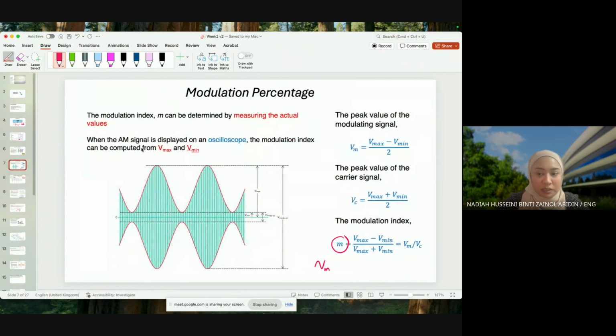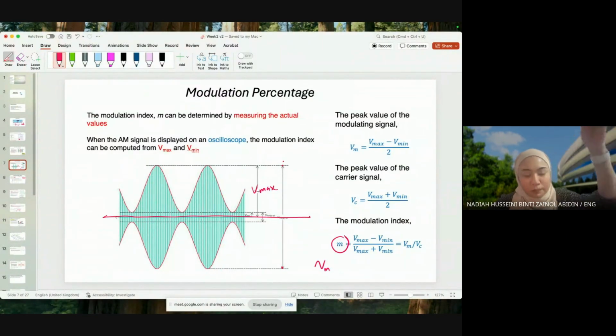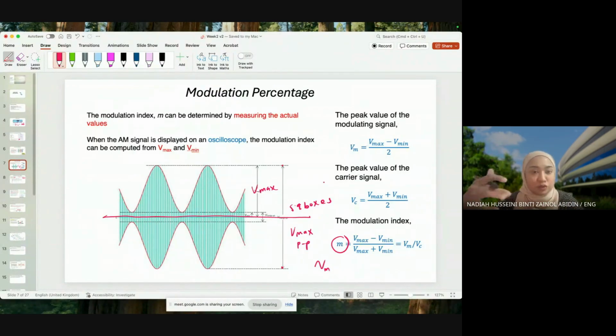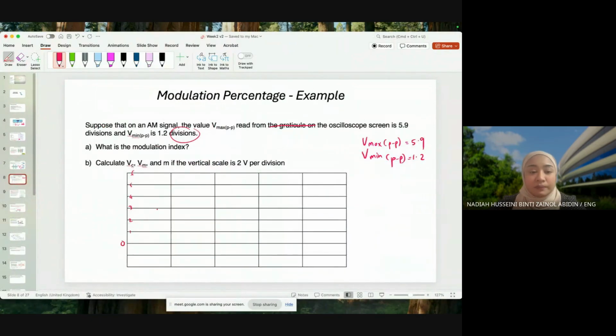Let's go back to the term peak to peak. What does it mean? Vmax peak to peak is from the top to the bottom, all the way. We're not starting from 0 here. If we start from 0, it's just called Vmax. If we go from the top all the way to the bottom, it's called Vmax peak to peak. So when it says Vmax peak to peak is 5.9, it means from here to here it's 5.9 boxes. So I need to use 6 boxes to draw this.